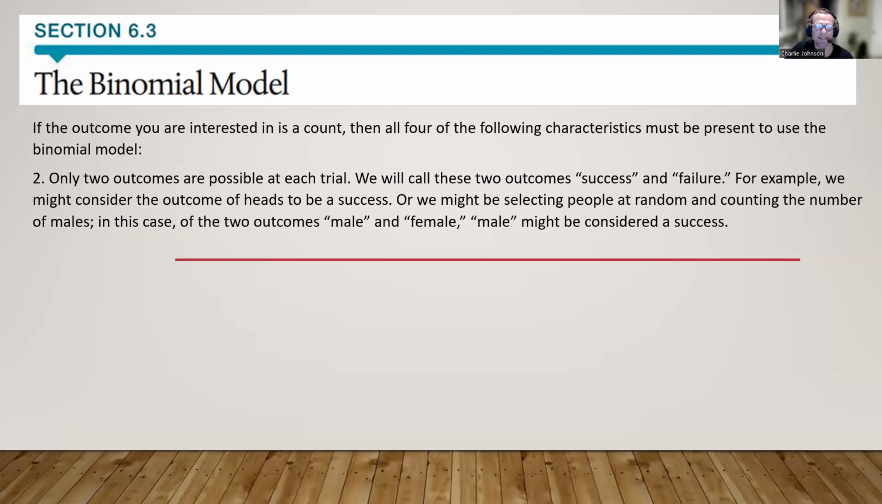For example, we might consider the outcome of heads to be the success, or we might be selecting people at random and counting the number of males. In this case, of the 2 outcomes, male and female, male might be considered a success.